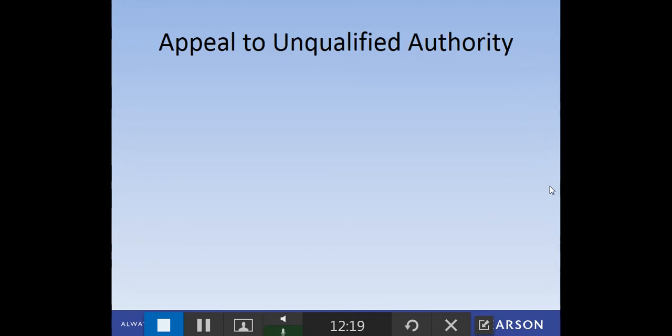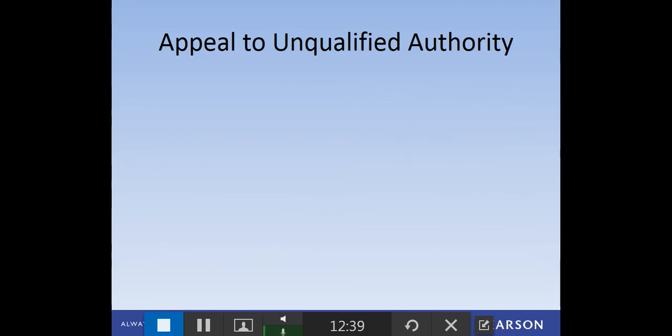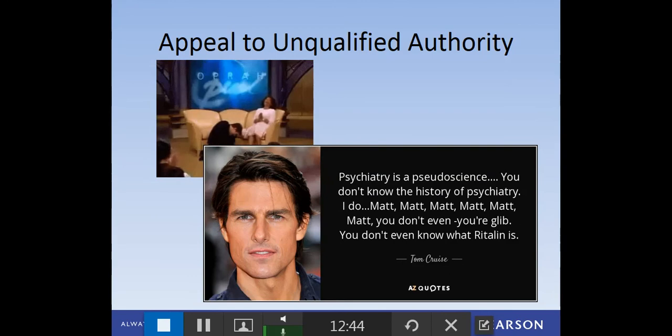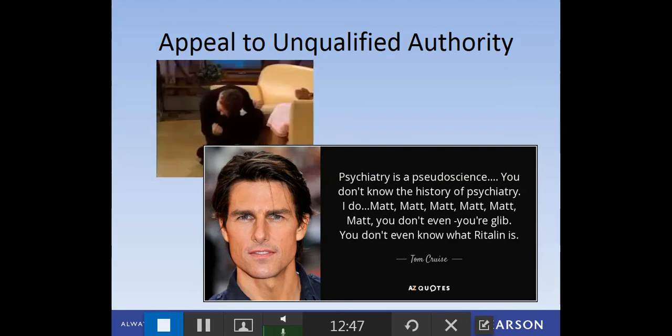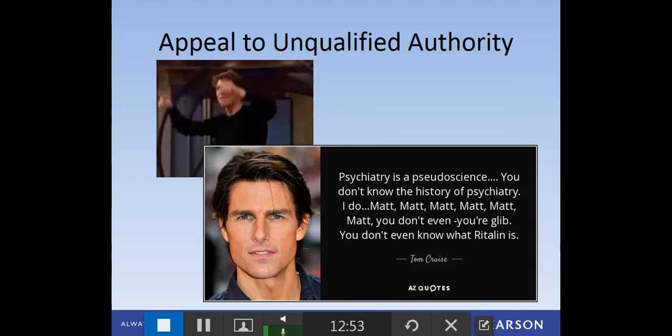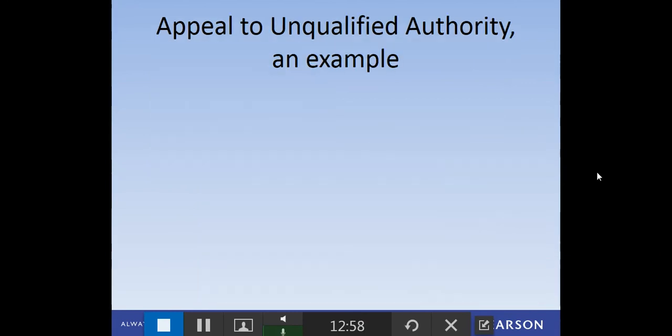And finally, as I'm breezing through this, appeal to an unqualified authority. You see this in advertising all the time. They'll say, hey, this spokesperson says buy this, when realistically that spokesperson has nothing to do with that product. You'll see athletes promoting a variety of different things when realistically, what does an athlete know about homeowners insurance, right? So the best example of this would be our friend Tom Cruise back in the day when he went a little off the rails on Oprah, jumping on the couch, and talking about psychiatry being a pseudoscience to Matt Lauer. Tom Cruise is not a qualified authority on psychiatry.